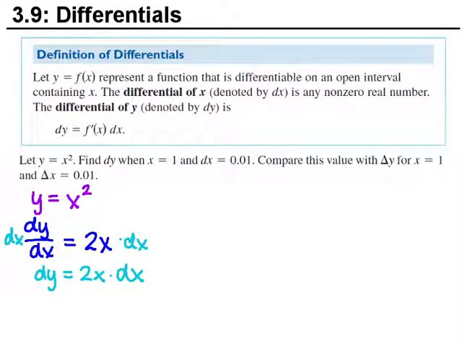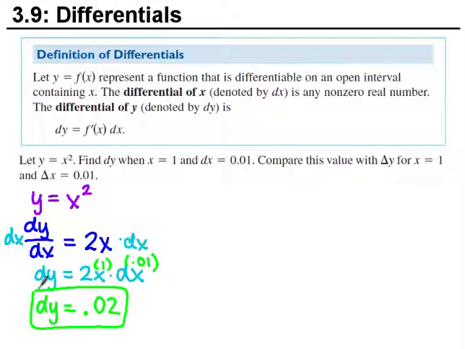So it says find dy when x equals 1. So I'm going to take 1, plug it in for x, and when dx equals 0.01. All I have to do is plug those values in. So I have 2 times 1 times 0.01, which is what? 0.02. And so that is what dy is defined as being. See, essentially this is something we've already done. We're just finding the derivative, but we're saying we're finding the differential.